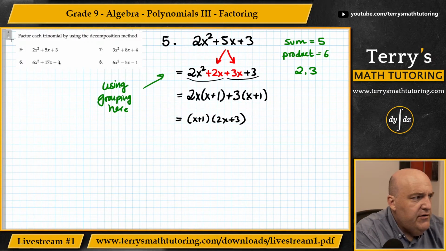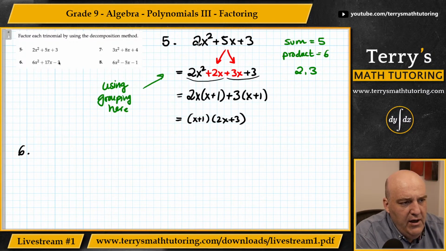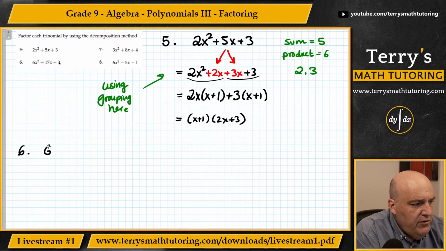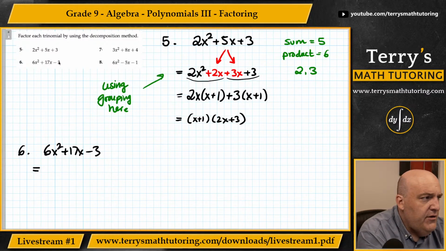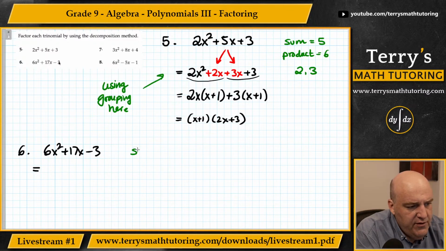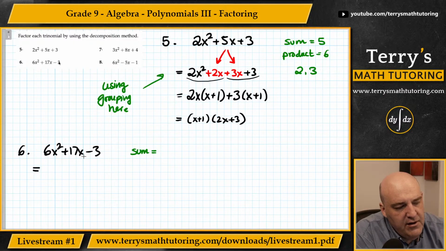All right, number 6. So we see that when the a is not equal to 1, we have a little bit more work because we have to write down a few more lines here. So let's think about the sum and product for this particular one. Notice there's nothing common here, so we can't use common factoring. And it doesn't have 4 terms, so we can't use grouping. We need this new style of factoring, which we're calling trinomial.